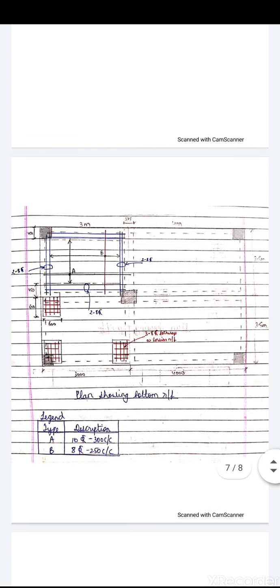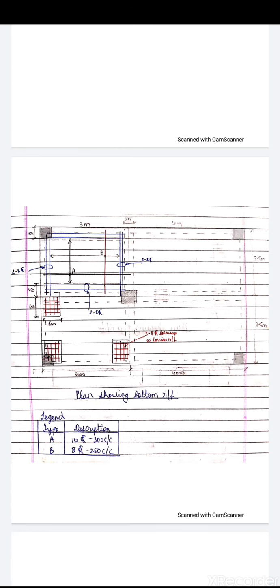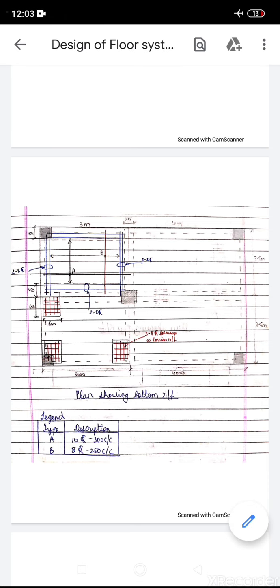Now let us try to understand this reinforcement detailing. This is your floor system which we have seen: 3 meter, 4 meter, 3.5 and 3.5. You can see my pointer, 4 meter, 3 meter. I have just shown you the torsional reinforcement here. At the corners we are going to provide the torsional reinforcement. This is 3 bars of 8 mm both ways as torsion reinforcement. So X and Y both ways we have provided 3 bars of 8 mm diameter.